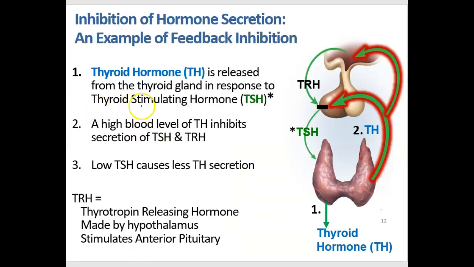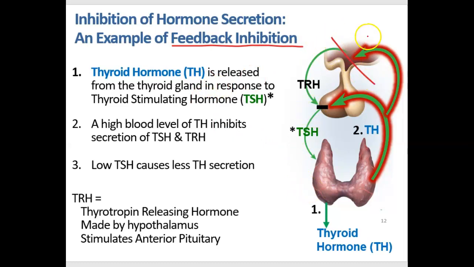Often what we see when there's a hormonal stimulus to an endocrine gland, directing it to release or stop releasing a hormone, we often see this control mechanism called feedback inhibition. And I've got an example here.